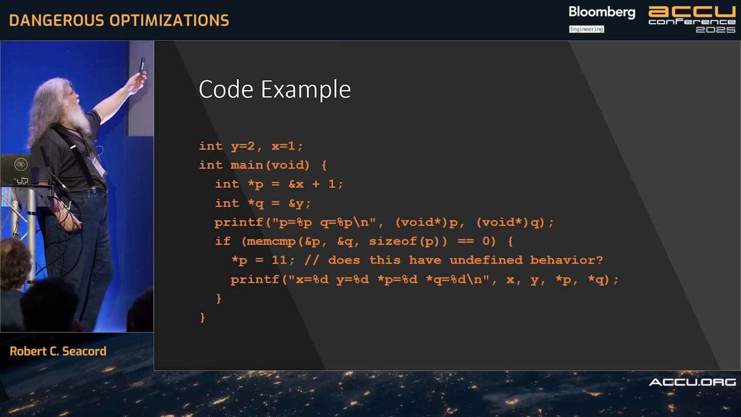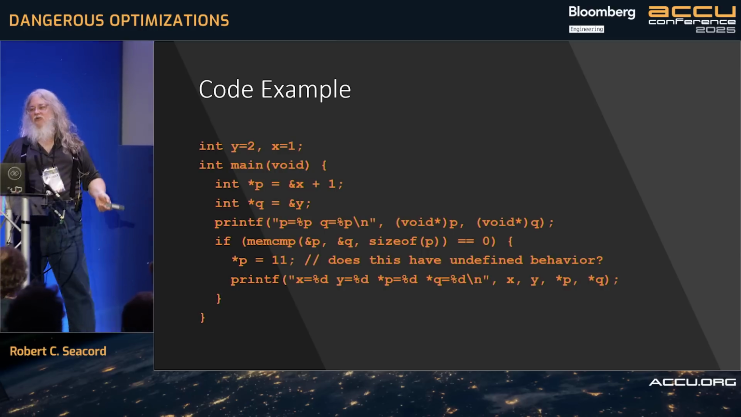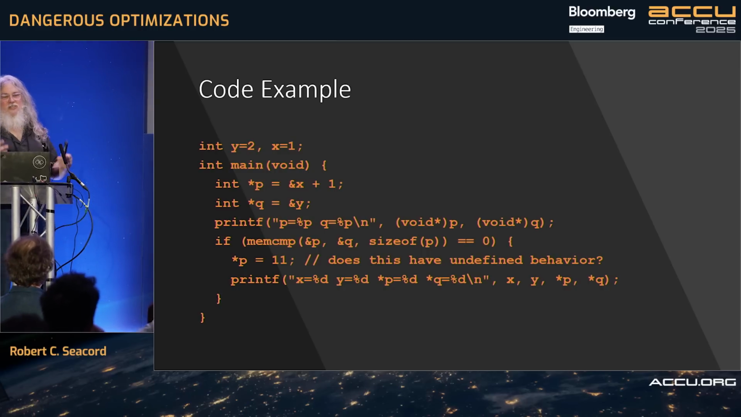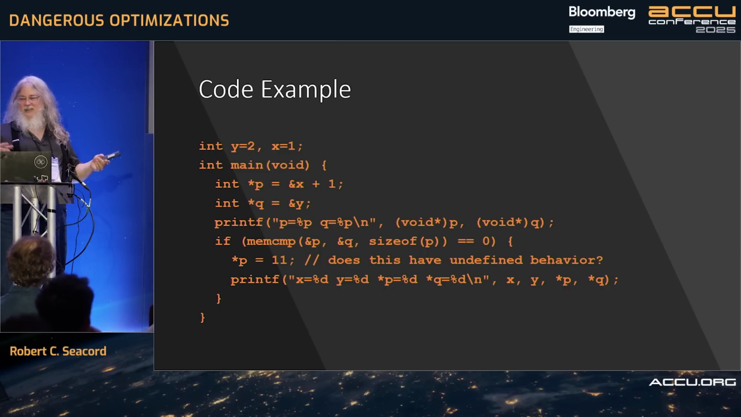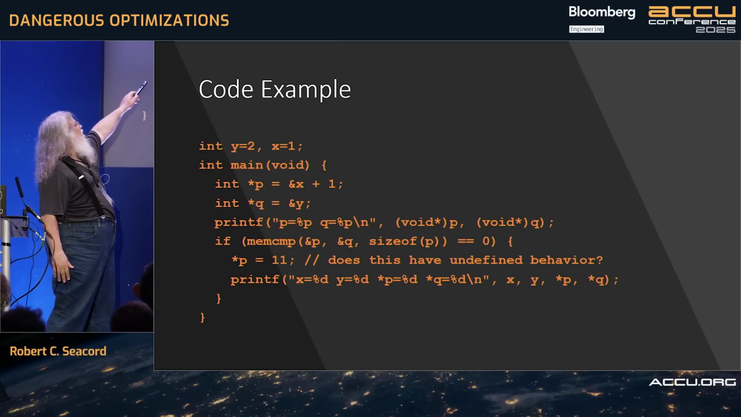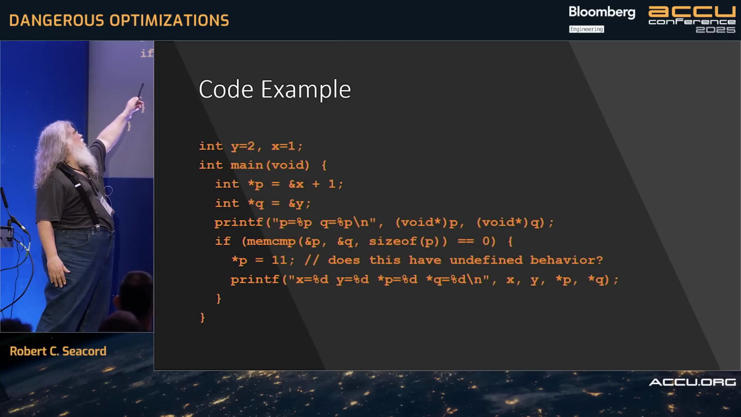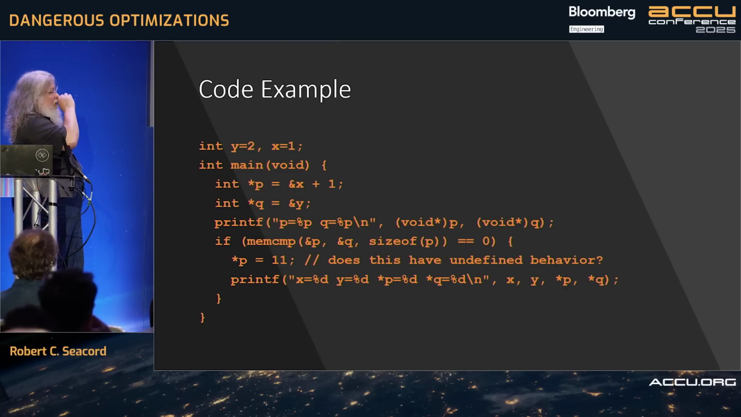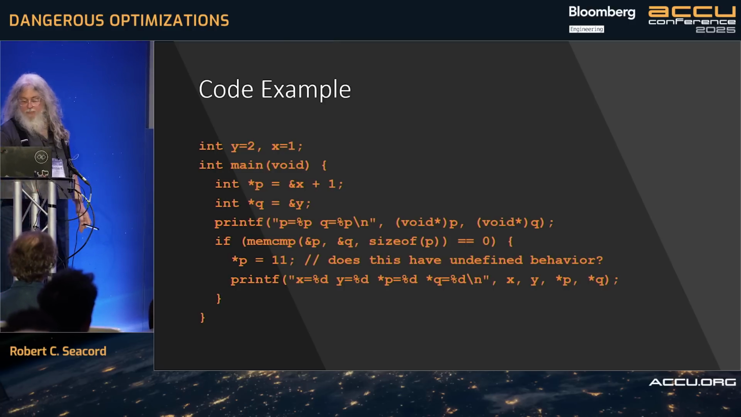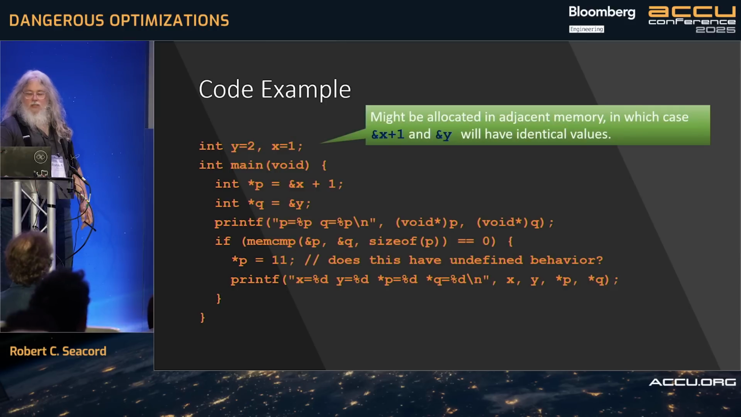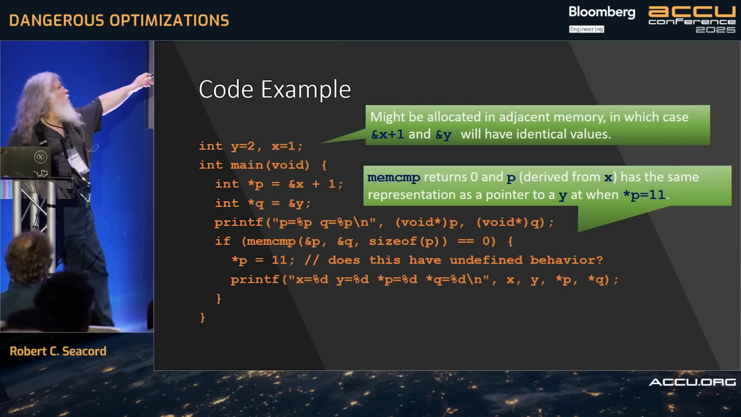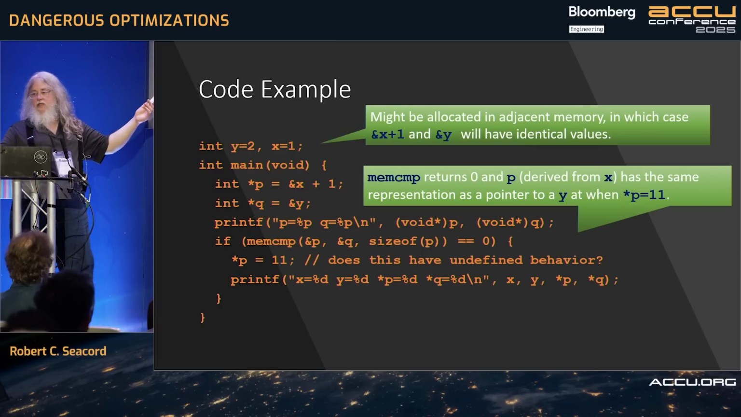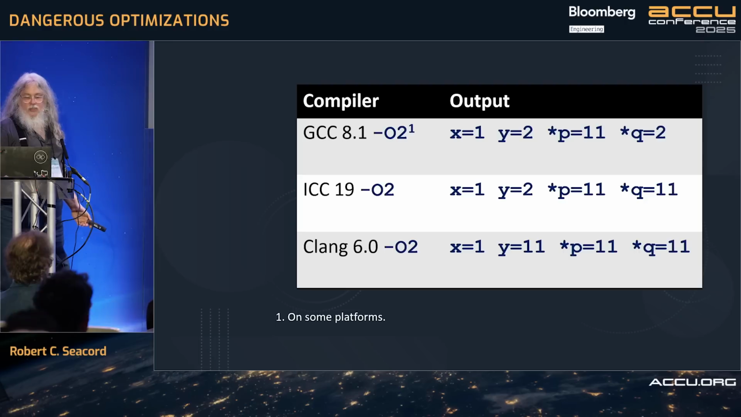And we use memcmp to avoid these optimizations. We don't want the compiler to tell us whether they're the same, because there could be different views. Then we write 11 to the memory referenced by P. The question is, does that have undefined behavior? Then we print out a bunch of values. This code only executes when these pointers are pointing to the same memory location.